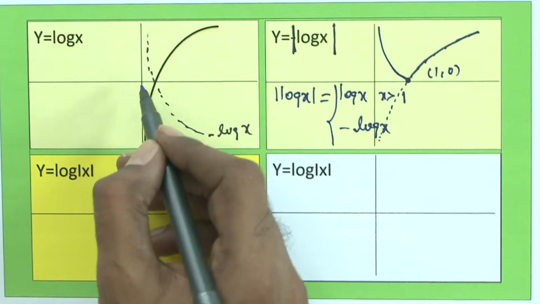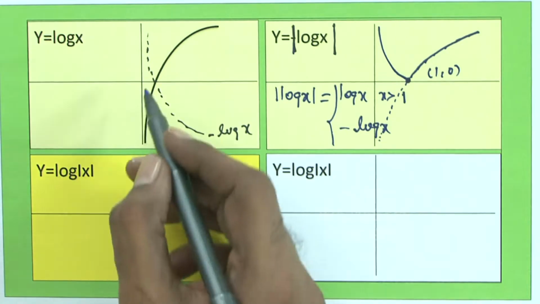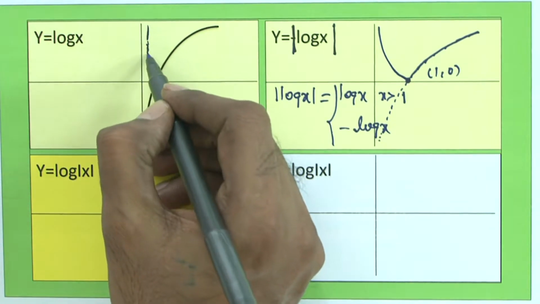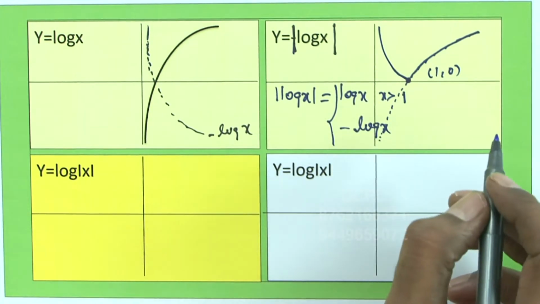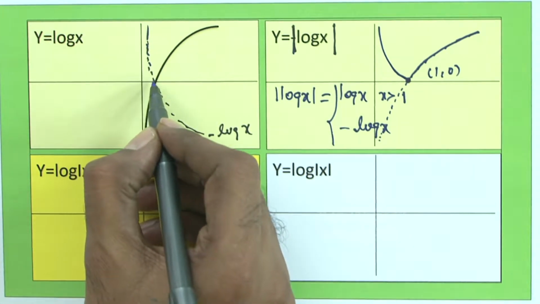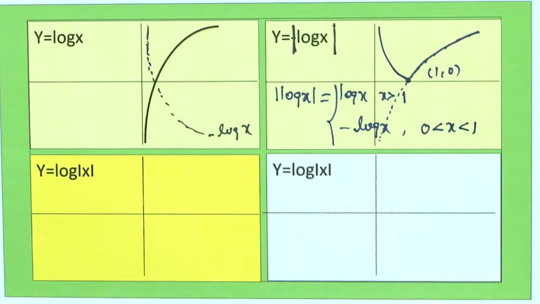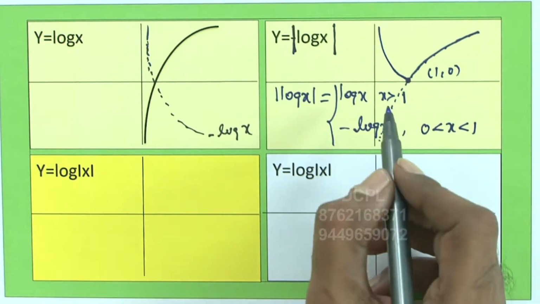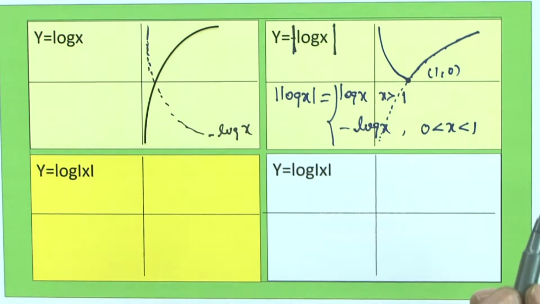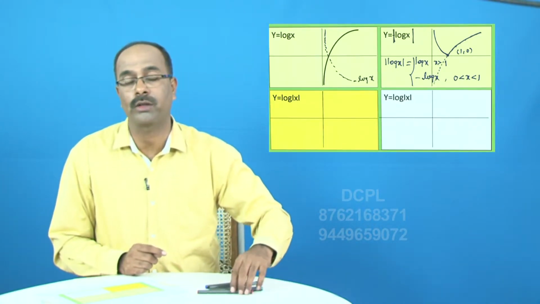So, now we have to draw the graph of minus log x if log x is negative. Minus log x where log x is negative means this particular part of the graph. When x lies between 0 and 1, log x is negative. That means to say 0 less than x less than 1. When x is equal to 0, log x is not defined. When x is equal to 1, log x is equal to 0. So, this is 1 comma 0. Understanding this, dear students? I hope you have understood the graph of mod of log x.